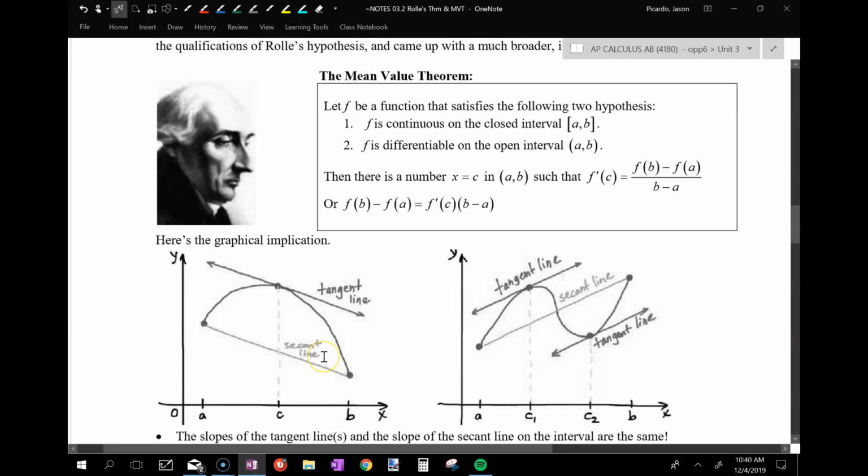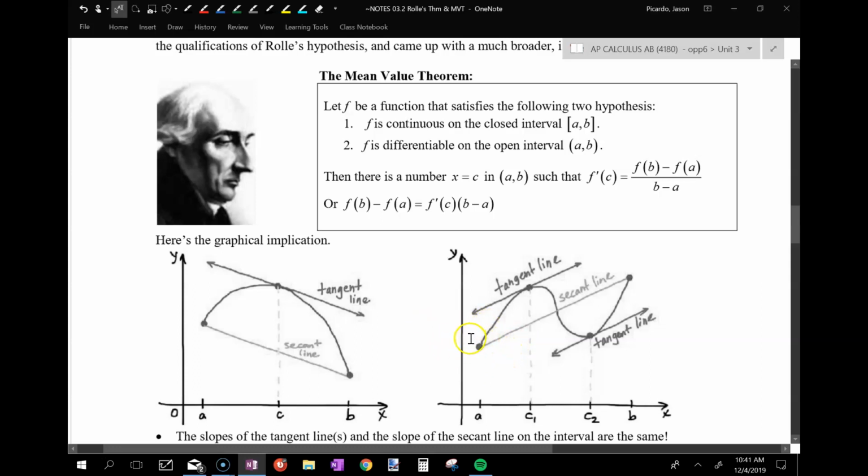Okay, so there has to be at least one point on this curve where the tangent is parallel to that secant that connects the endpoints. Exactly. Okay. Yeah, this is going to bring us to a whole bunch of spots. Yeah, extremely important, right?